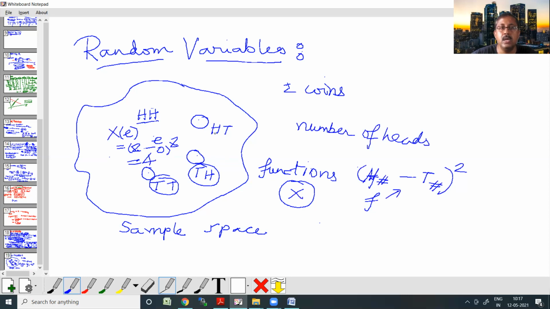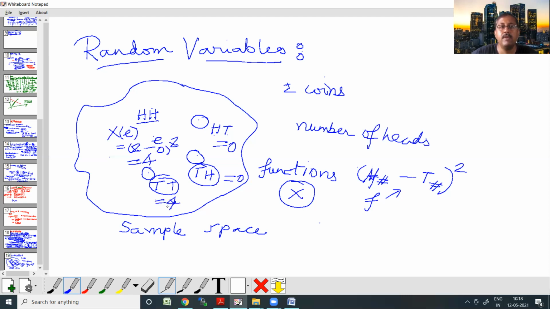Like this here, 1 minus 1, head and tail both are 1, so it's going to be equal to 0. Here it is going to be tail minus head, so again 1 minus 1, so again 0, and this is going to be number of heads is 0, number of tails is 0. So 0 minus 2 square. So that is also going to be 4.